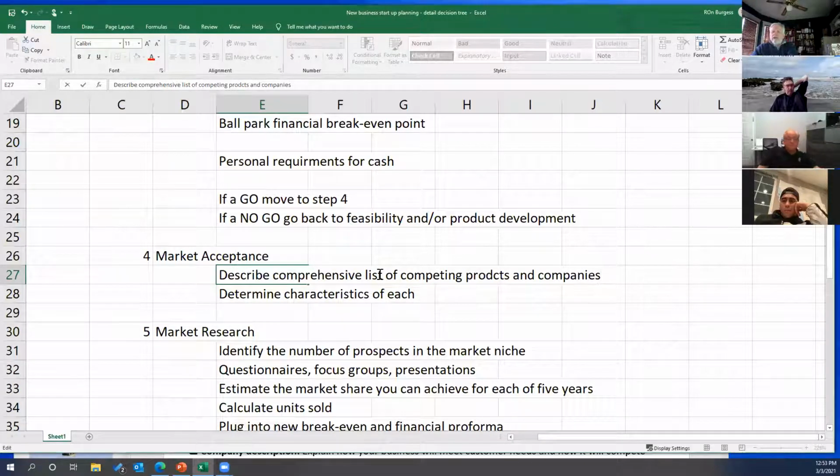This is where you start getting into, have I shared this with you? Can you see this? Can you see the spreadsheet? Yeah, we see it. You can see it.